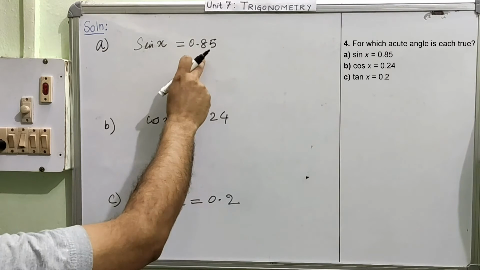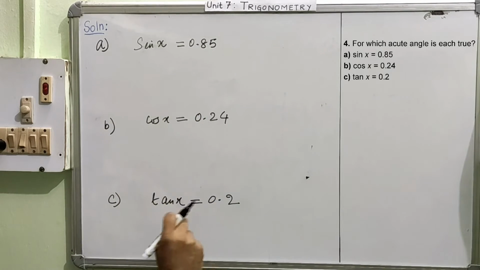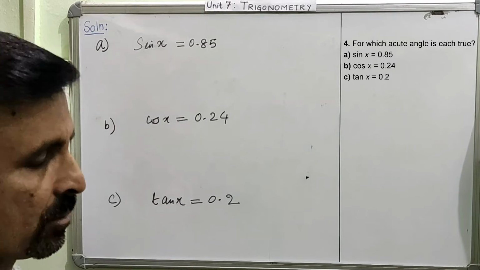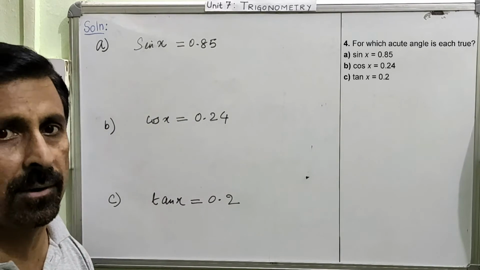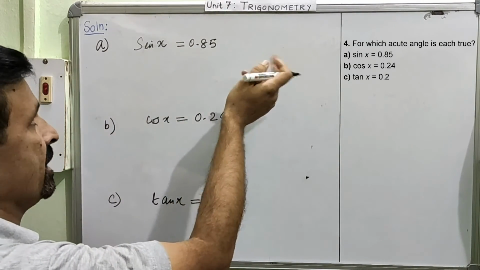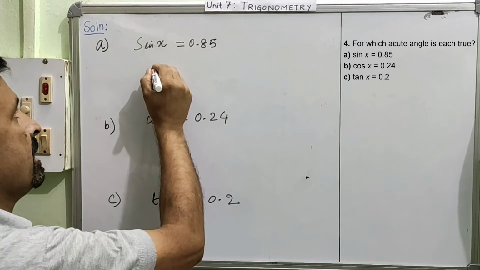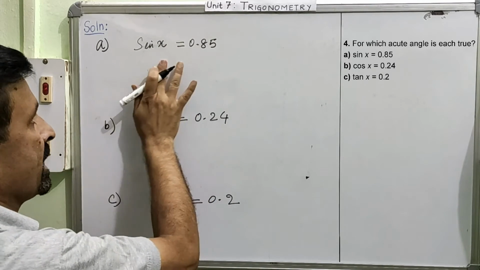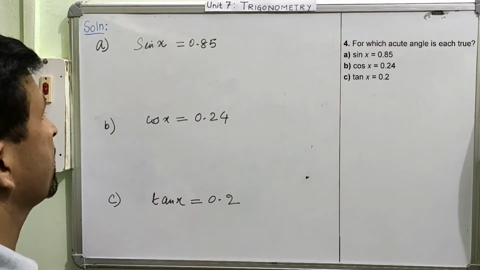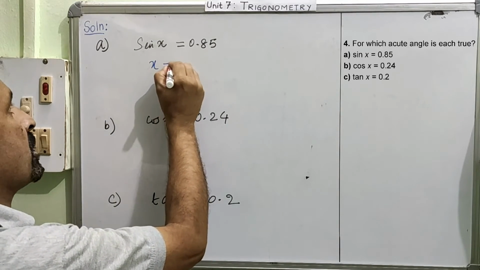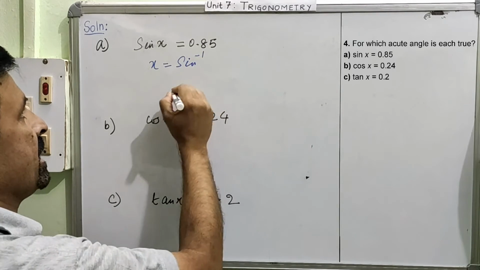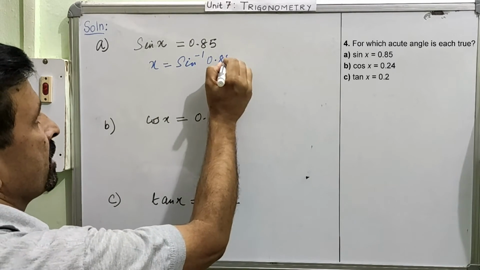Now you can see the values are given, and what is to be calculated is the angle. So how are we going to calculate the angle? What will be your part and what will be the calculator work? Since you are going to calculate x, sine will be moved to the other side. So x will be equal to sine inverse, because when sine goes to the other side it changes into inverse, sine inverse 0.85. This will be your work.